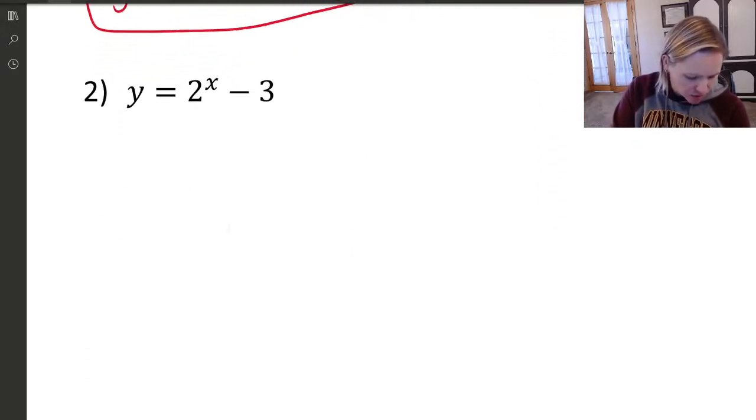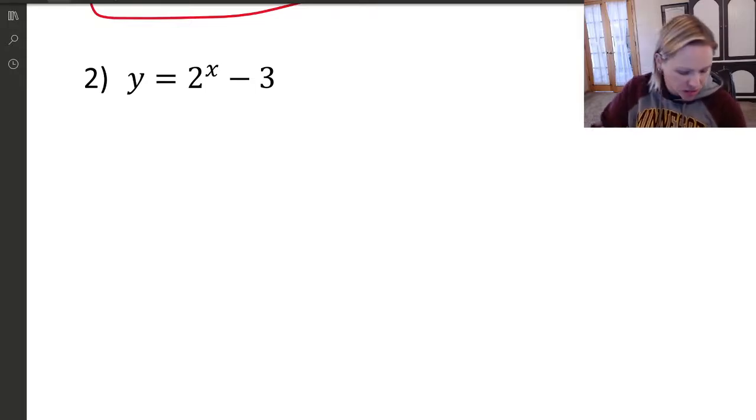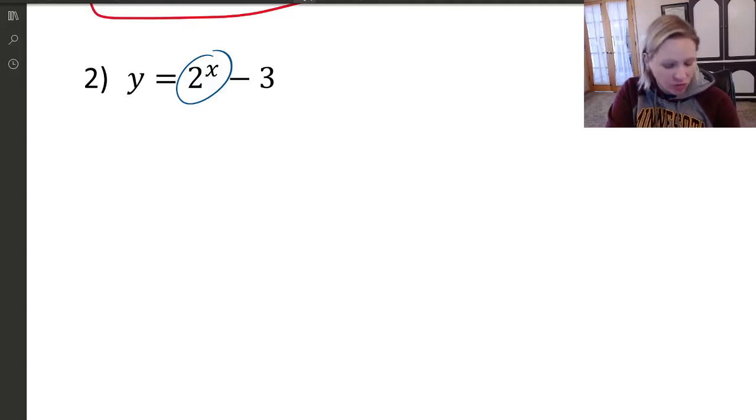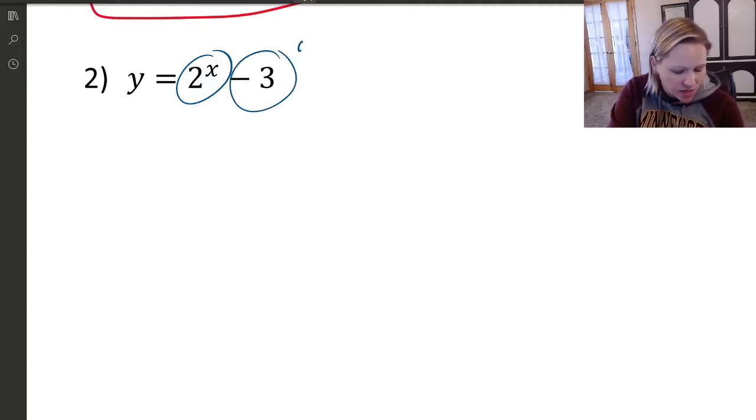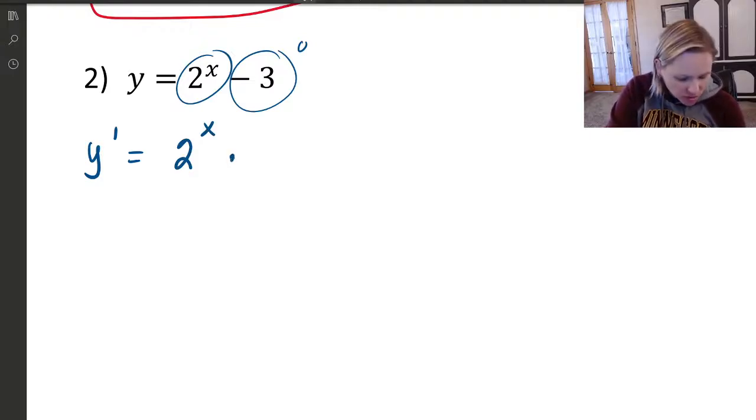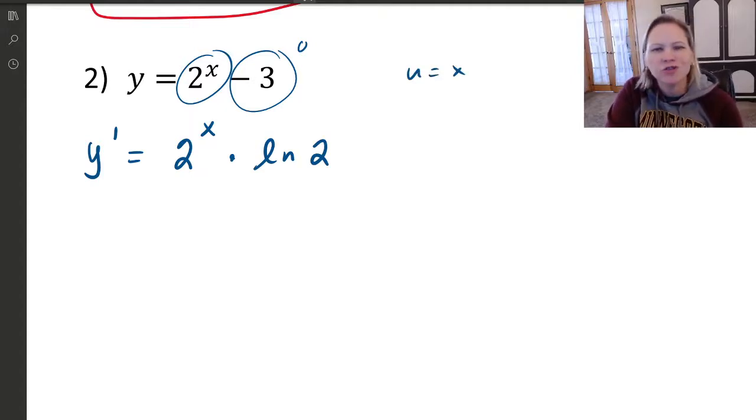So let's try this one. Number 2, y equals 2 to the x minus 3. Well, this is one of those exponential functions. And we know the minus 3 is going to have a derivative of 0. So when I do y prime, I'm really only worried about the 2 to the x. So the function says that when I do the derivative, it's just 2 to the x times the natural log of the base, which is 2, times du dx. Well, u is x. Whenever u is just x, there's no du dx, so we don't need to worry about that.